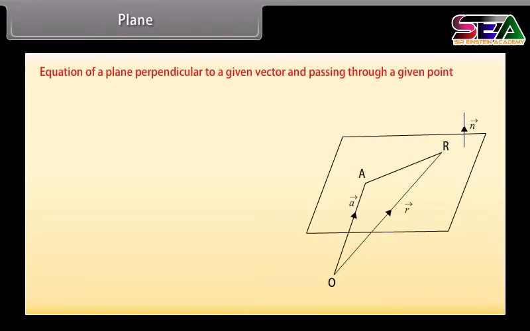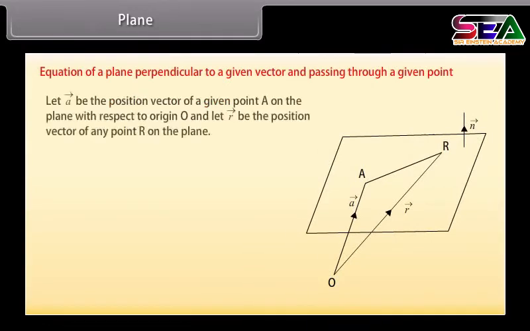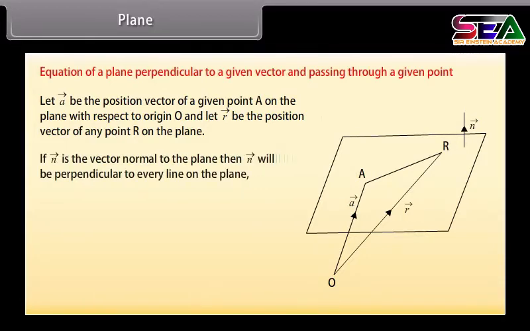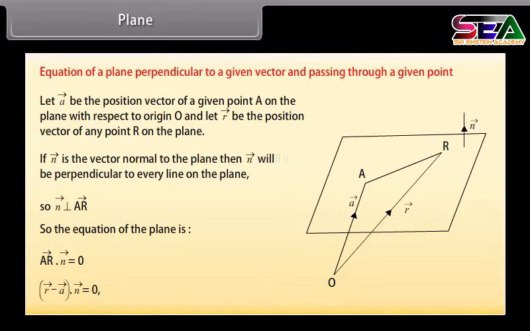Plane. Equation of a plane perpendicular to a given vector and passing through a given point. Let vector a be the position vector of a given point A on the plane with respect to origin O, and let vector r be the position vector of any point R on the plane. If vector n is the vector normal to the plane, then vector n will be perpendicular to every line on the plane. So, vector n is perpendicular to vector AR. So the equation of the plane is the dot product of vector AR and n equals 0, or the dot product of vector r minus vector a and vector n equals 0.